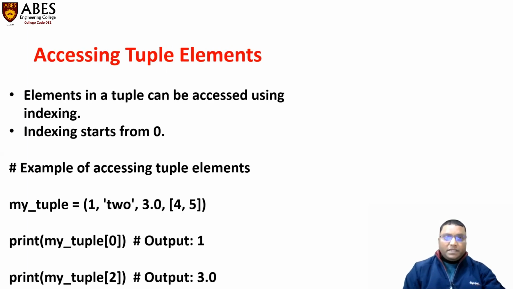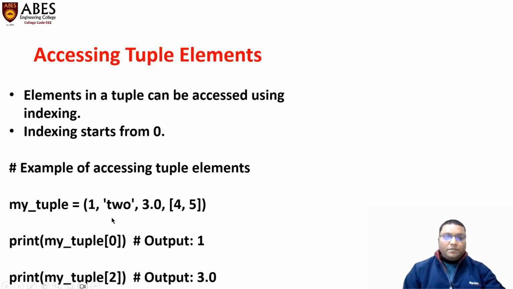Now, if the tuple is created, how can we access the elements of the tuple? Elements in a tuple can be accessed using indexing. As I have told earlier, each element is ordered, so there is an order. We can say that indexing starts from 0. Example of accessing tuple elements: suppose here we have a tuple. The name of the tuple is my_tuple, and it contains the values 1, "TWO", 3.0, and a list [4, 5].